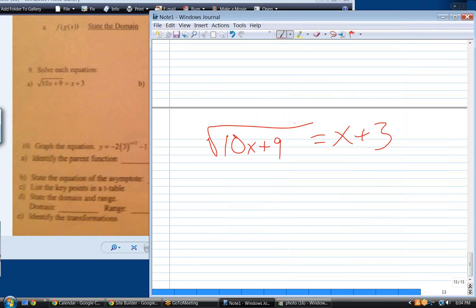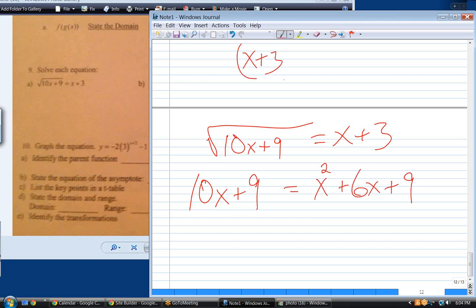Okay, so once you've isolated the radical, then the next step is to get rid of the radical. And the way we get rid of the radical is by squaring both sides. So when we square the left, we get this. What do we get when we square the right? X squared plus 9. X squared plus 6x plus 9. X plus 3 times x plus 3 gives you a middle term. Oh, right. That's one of the more common mistakes in algebra, is to write that as x squared plus 9.